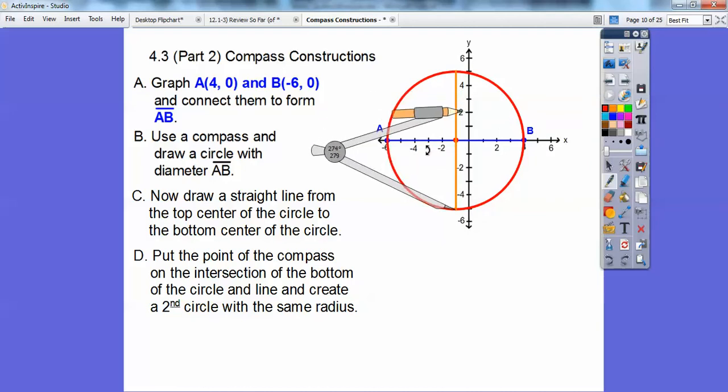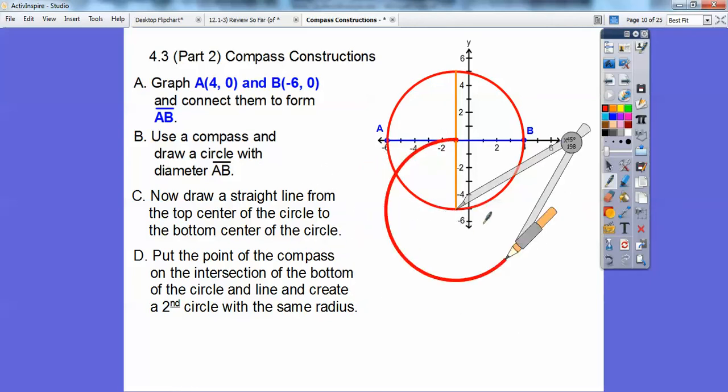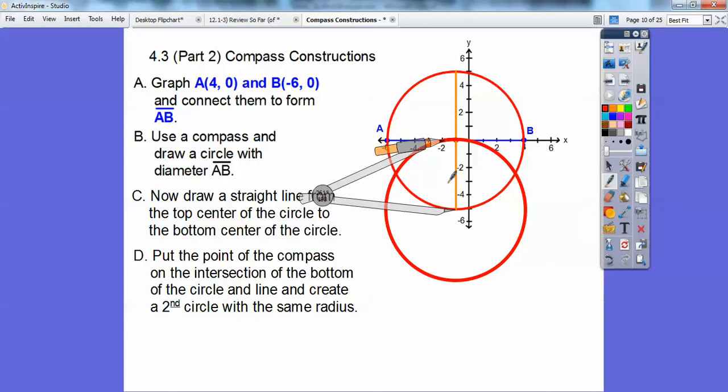It said to do it way down at the bottom of the circle where this line segment ends, so I've got to close the compass up. There's the center of the circle right there. Now it says create another circle with this same radius, starting right here at the bottom of the circle where this line intersected it. So here we go, making another circle right there. You guys with me? Let me move this out of the way a little bit.